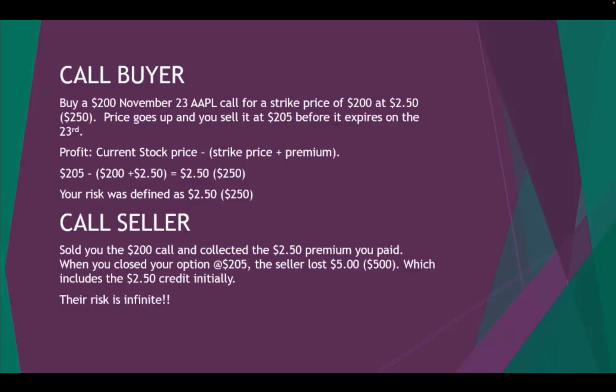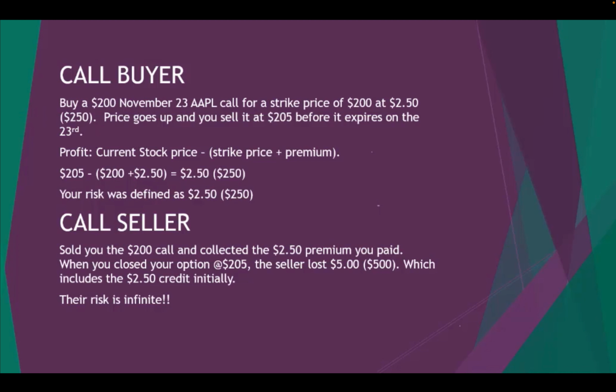So here's an example. You're the buyer. You buy a $200 November 23rd Apple call. Okay, strike price is $200. So you buy a $200 call, and the cost, or the premium in this case, is $2.50, okay, or $250. The price goes up, you make money. So in this scenario, the price went up and it expires on the 23rd.